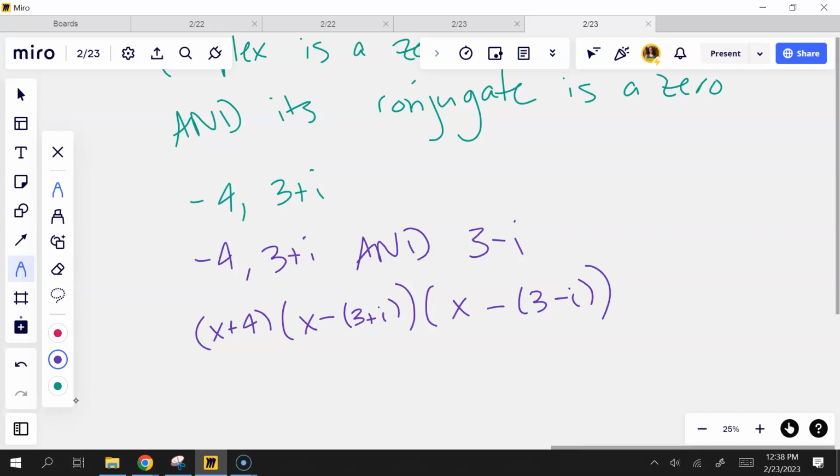They're both factors. They're both zeros. Now if you multiply it out, the i should go away. No, you didn't do your homework wrong. Your homework was right. This is only with complex numbers.